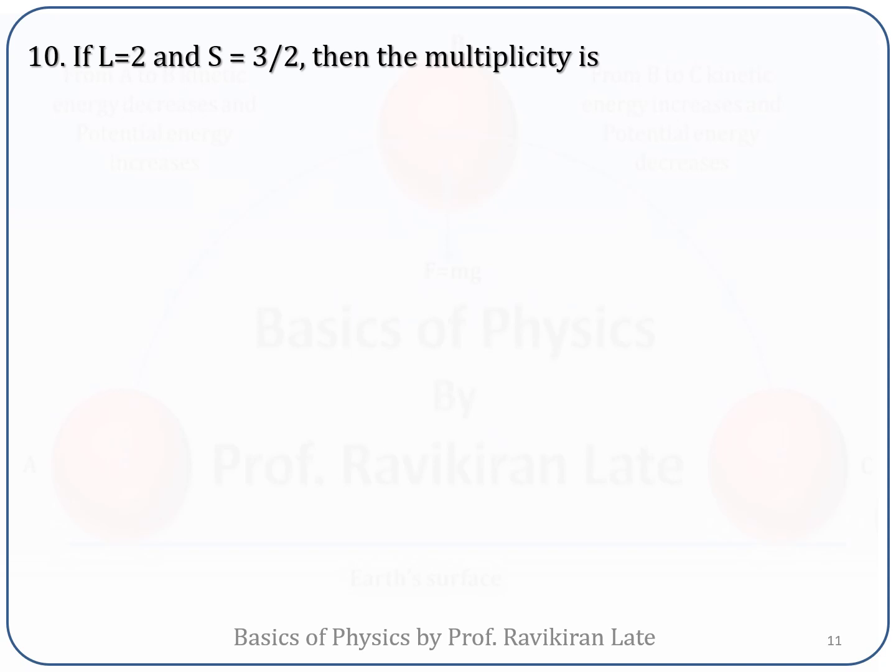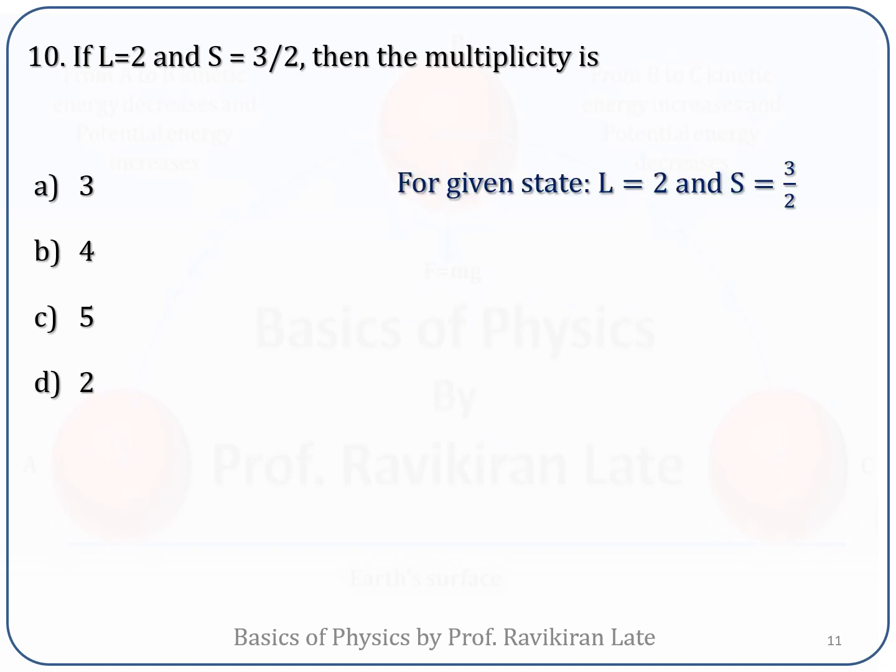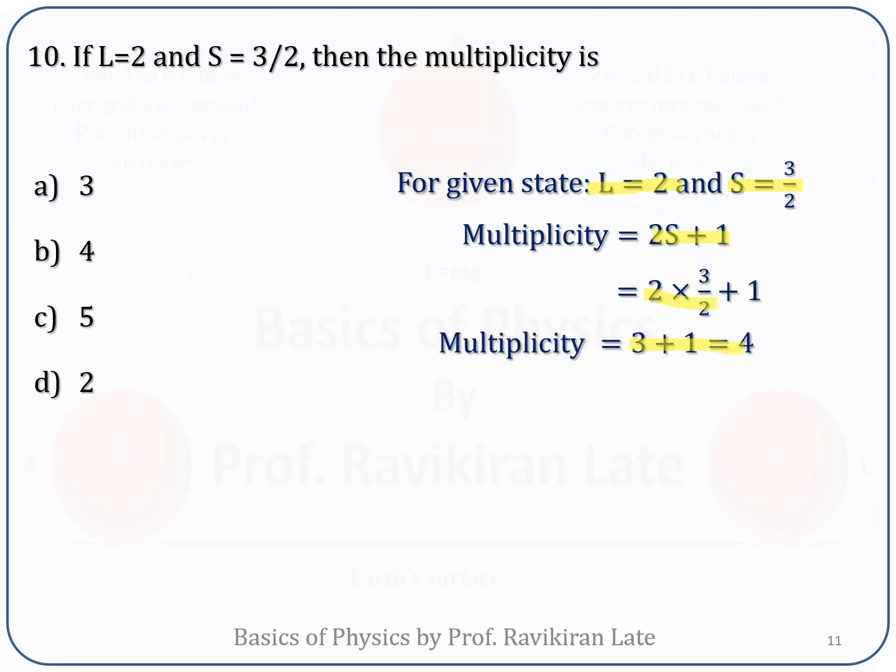10th question is, if L is equal to 2 and S is equal to 3 by 2, then the multiplicity is: options A is 3, B 4, C 5, and D 2. Now we know that for a given state, the L and S values are given, which are 2 and 3 by 2. The multiplicity of a state is given by the value 2S plus 1. Here the spin is given, that is 3 by 2, so it is 2 into 3 by 2 plus 1. If I simplify this, it is 3 plus 1, which will give me the value 4. So it is option number B which shows the correct answer. If L is equal to 2 and S is equal to 3 by 2, then the multiplicity is 4, option B.